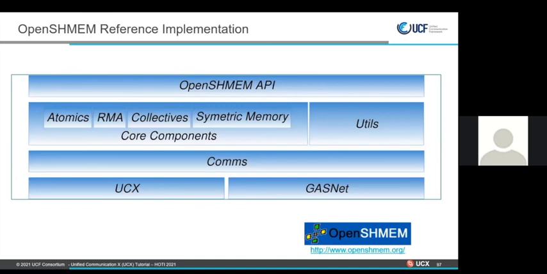This just very briefly shows the architecture of the OpenSHMEM reference implementation, which can be downloaded from the openshmem.org organization. It shows how the library is organized with the core components, and there is a layer called comms that is implemented with UCX. There is also a GASNet backend, but here we're going to focus on the UCX implementation. It's meant to be a reference implementation so that people can see how easily a programming model like OpenSHMEM can be implemented with UCX.